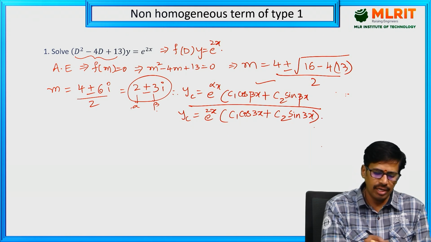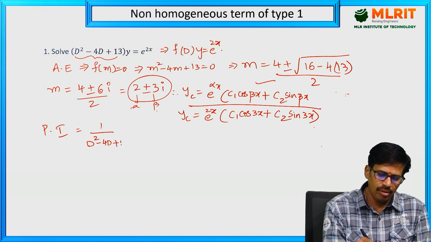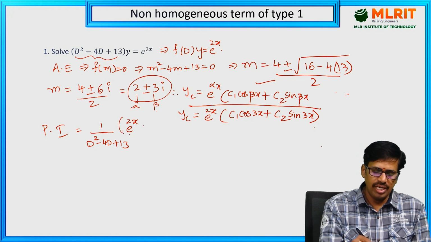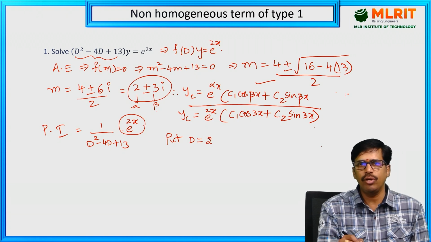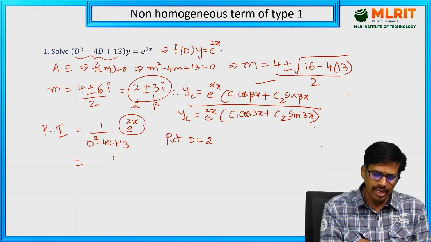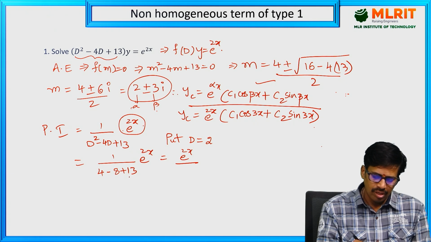Now let us find the particular solution or particular integral. So 1 by f of D means D square minus 4D plus 13. The function is e power 2x. Whenever this function is e power ax, to find this particular integral, put D equal to a. Here a means 2. So substitute D equal to 2. We get 1 by 4 minus 4 into 2, 8, plus 13, e power 2x. This is e power 2x by 13 minus 4, which is 9.